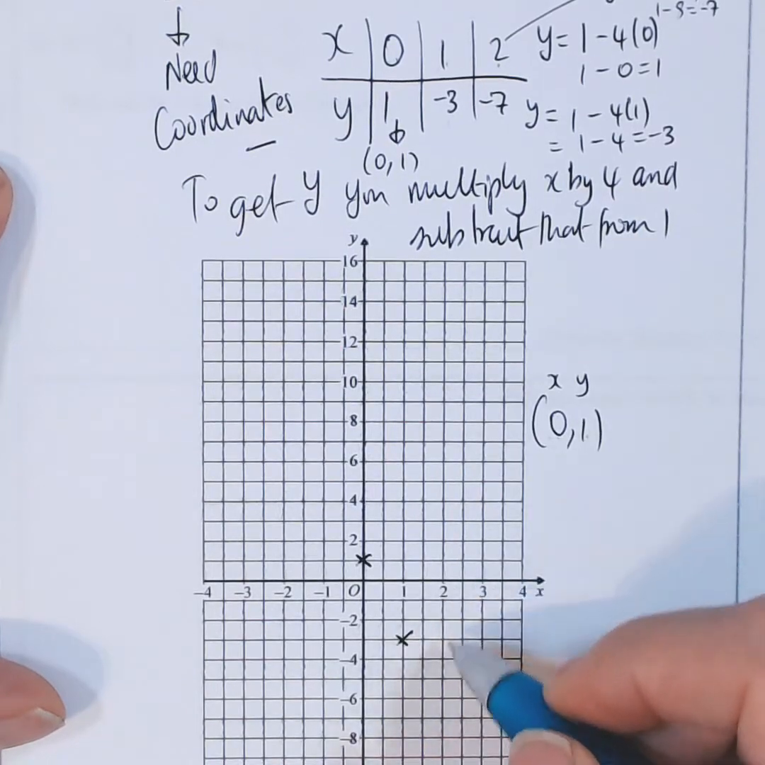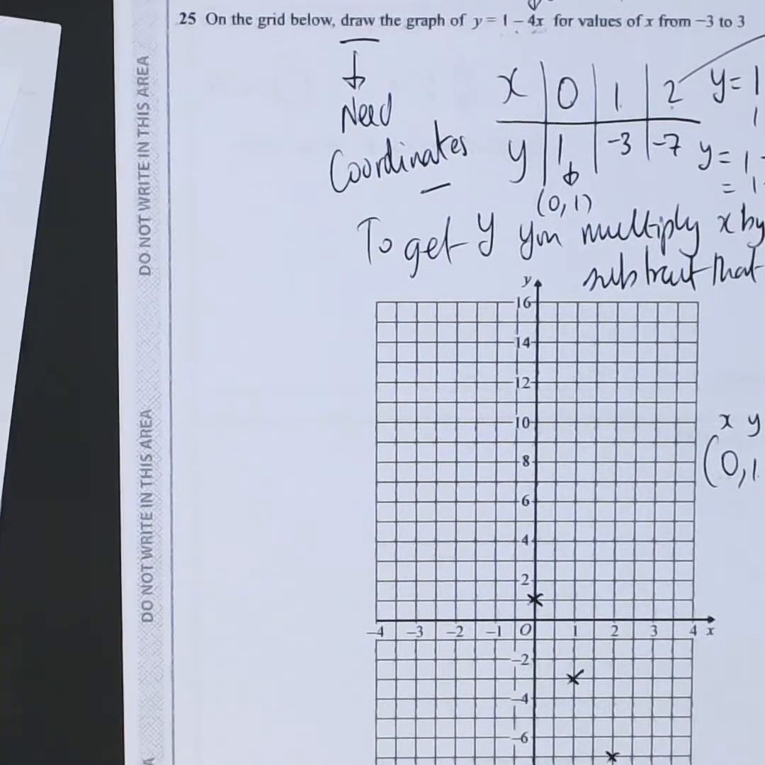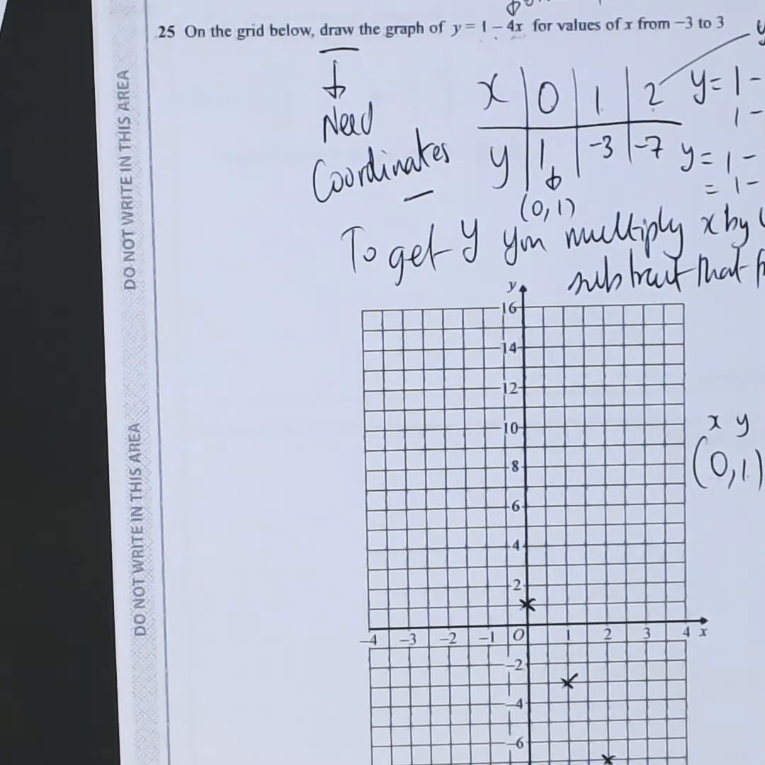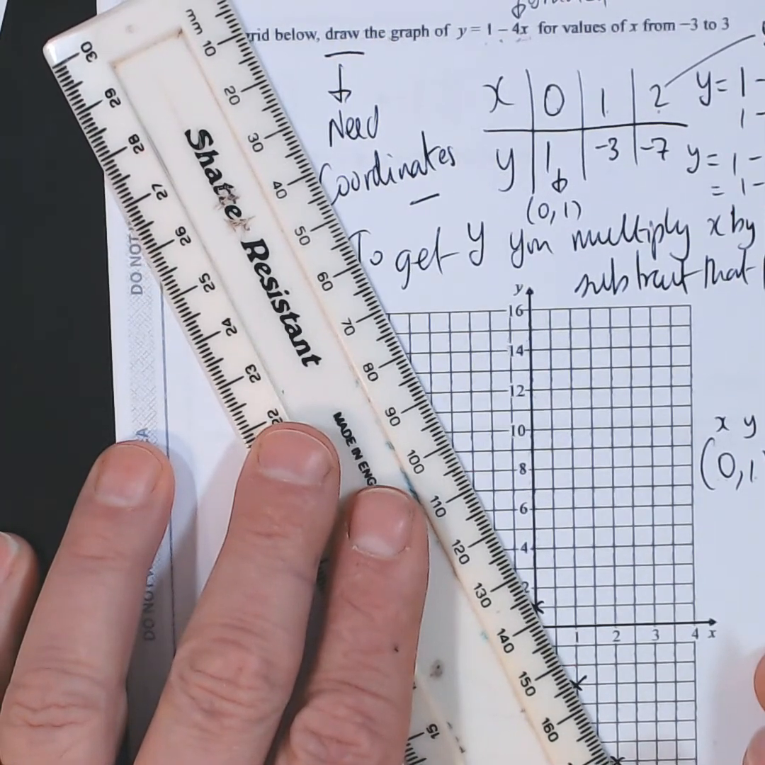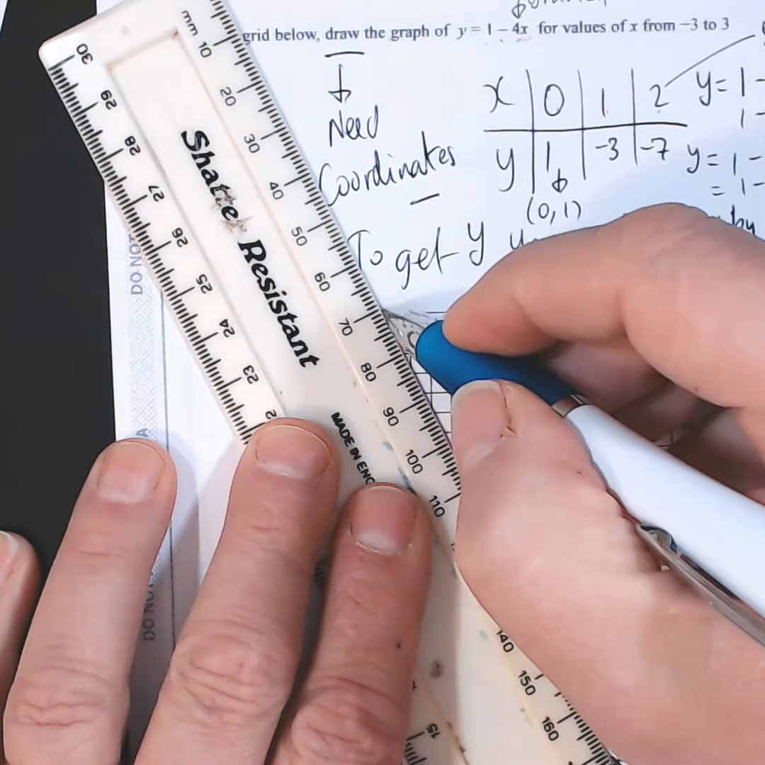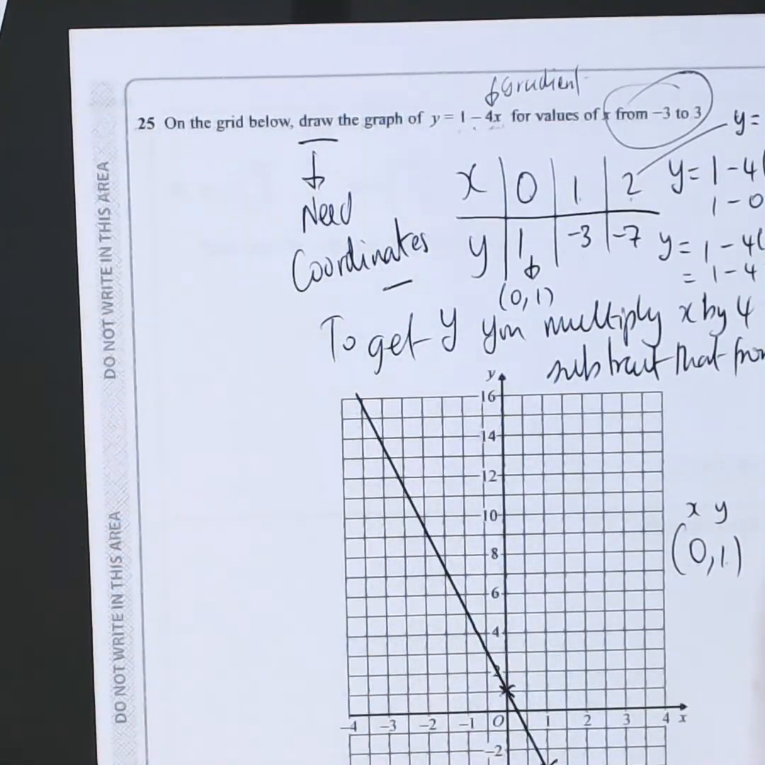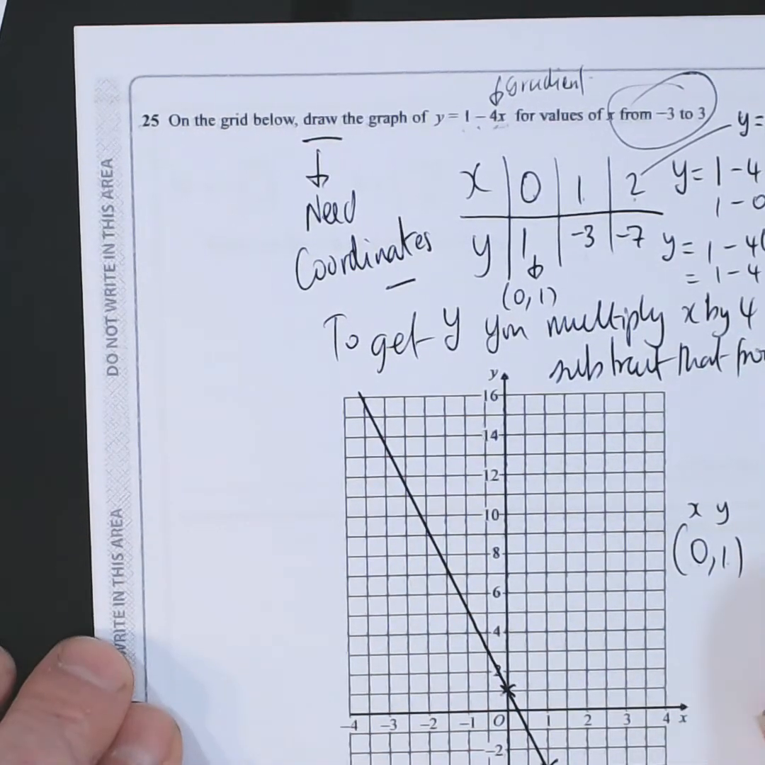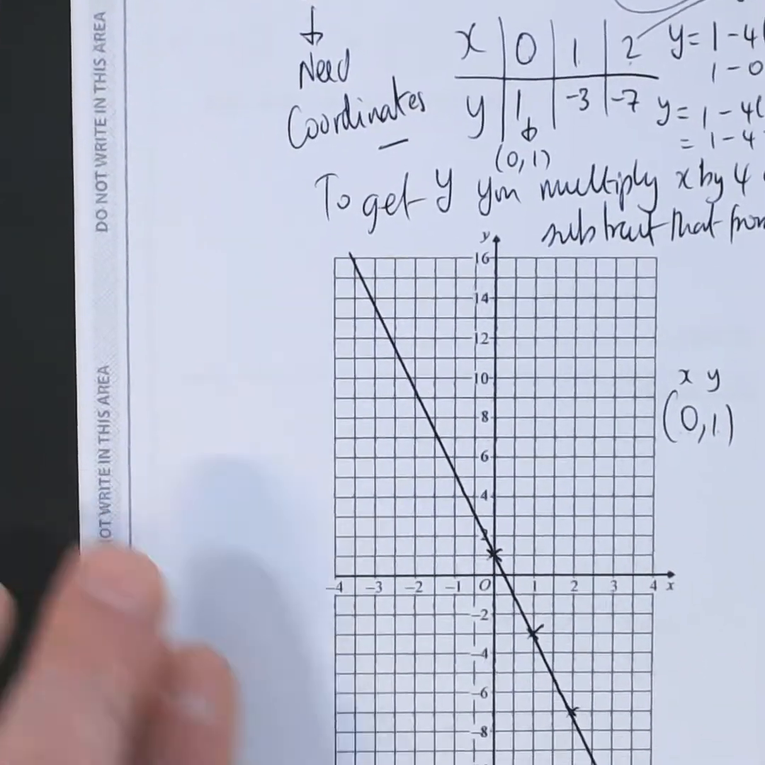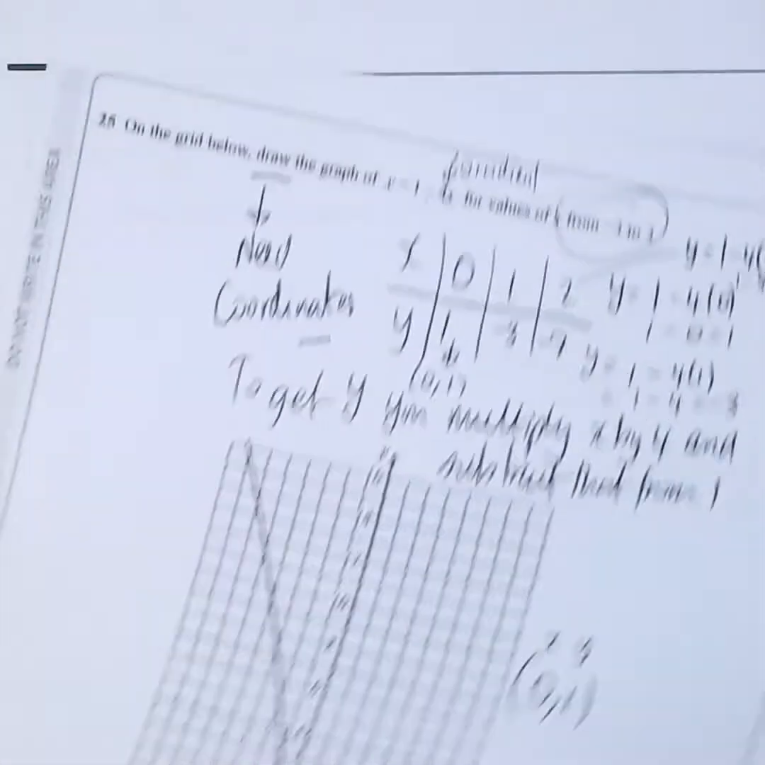So 2, -7. Now if we've got that correct, then of course when we get our ruler we should find that the 3 dots, or 3 crosses in this case, line up, which they do. And then we draw across the whole graph, because the question wanted the graph to go from -3 to +3, so we make sure we go across the whole graph. Okay, so that's how that question could have been done. Alright, so drawing a graph, need coordinates, plot the coordinates, draw the graph.